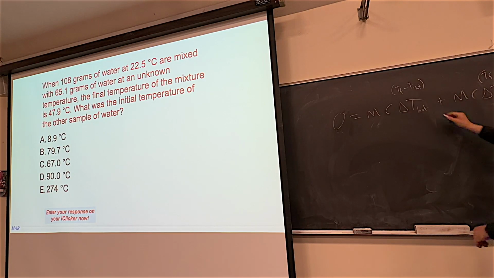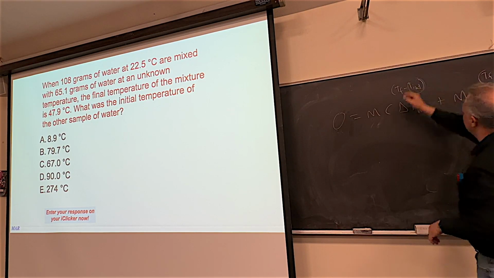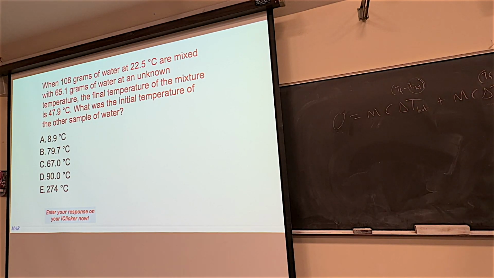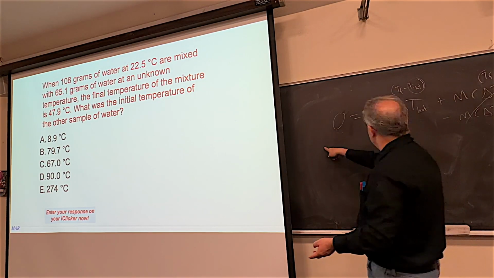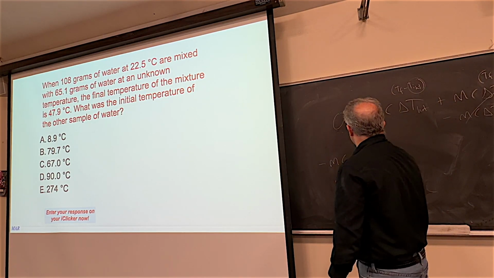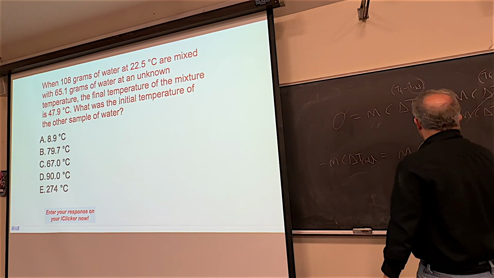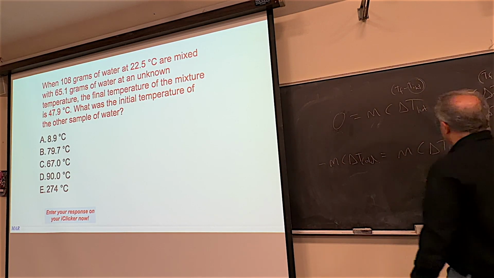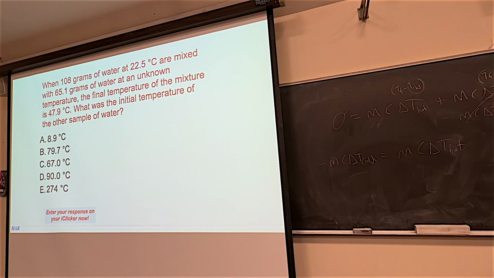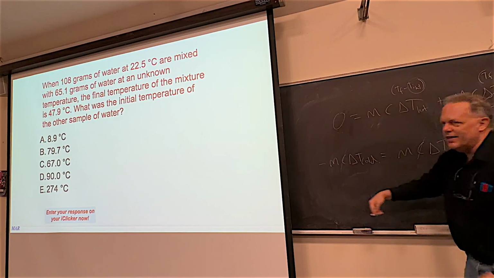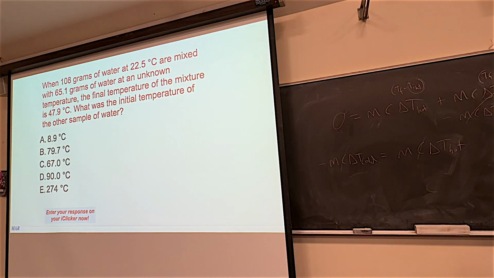Awesome. So we want to solve for the initial temperature that's hot. So what you want to do is subtract one side from the other. So let's subtract the cold side. Well, if you subtract it, then it goes over here, minus MC delta T cold equals MC delta T hot. Now, you can divide both sides by the 4.184 heat capacity, so that's out of here.